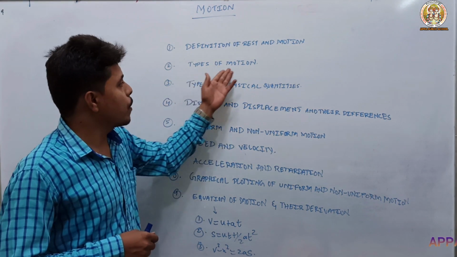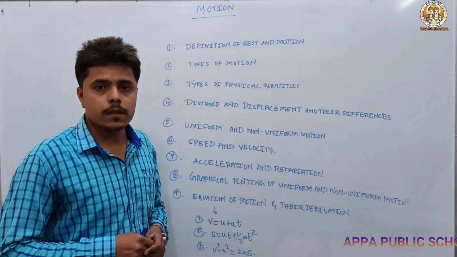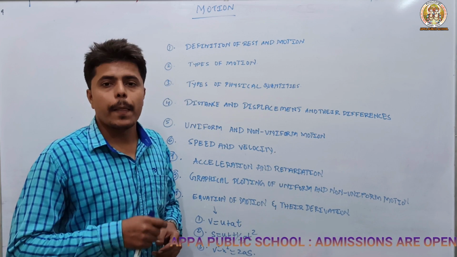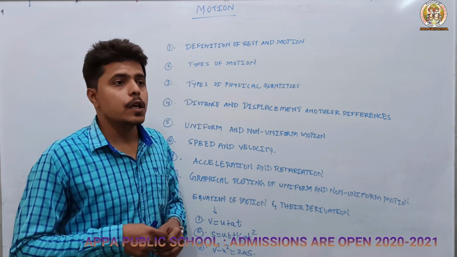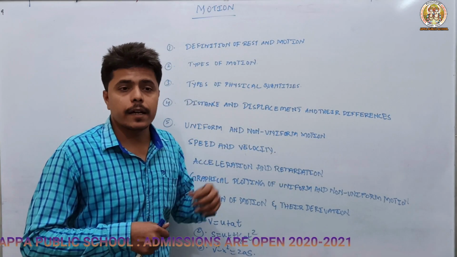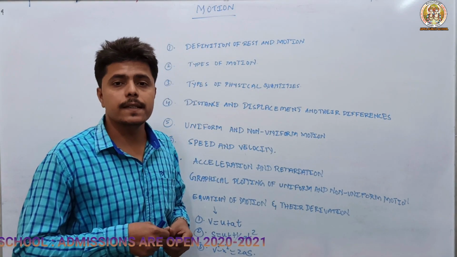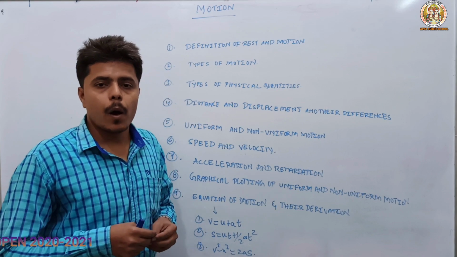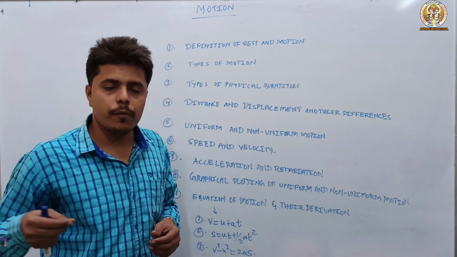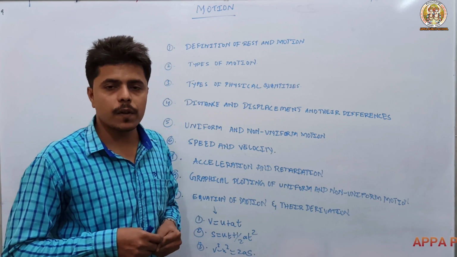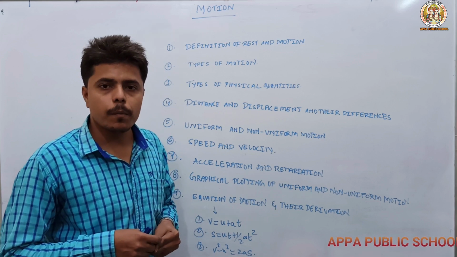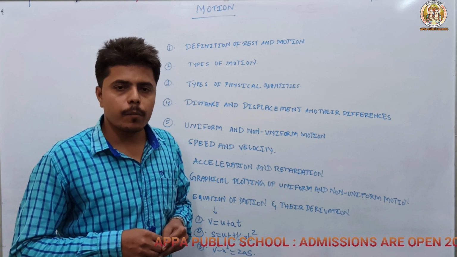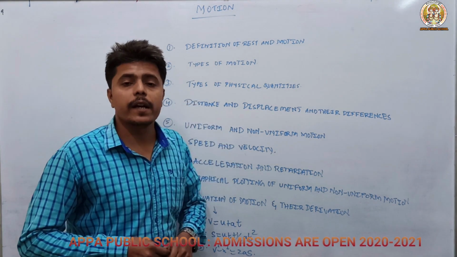Now, types of motion. We can see circulatory motion, rectilinear motion, and oscillatory motion. What do you mean by circulatory motion? Circulatory motion means the body moving in a circular path. Oscillatory motion means the bob of a watch moves to and fro. We say it is oscillatory motion. And rectilinear motion means the body is moving in a straight line path.